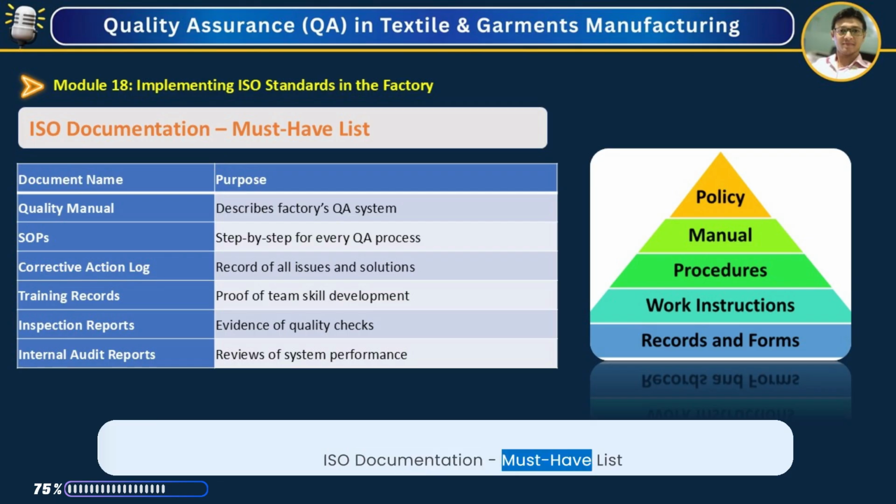ISO documentation must-have list. Documentation is a big part of ISO. Here are the must-haves. Quality manual describes your entire QA system. SOPs, clear instructions for each QA task. Corrective action log tracks problems and fixes. Training records shows your team is qualified. Inspection reports, evidence of checks and decisions. Audit reports, internal reviews of your performance. Proper documentation is your proof of compliance and improvement.